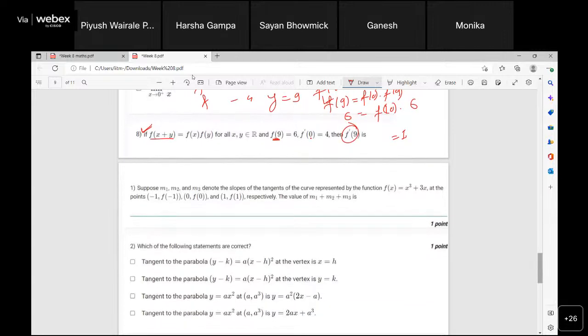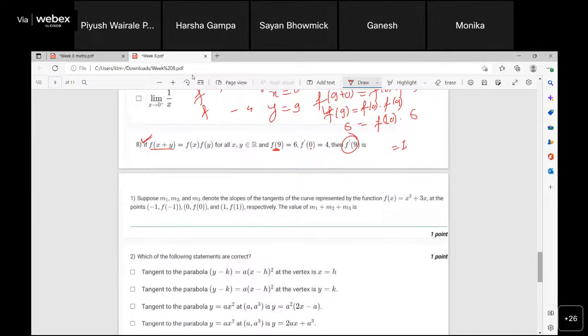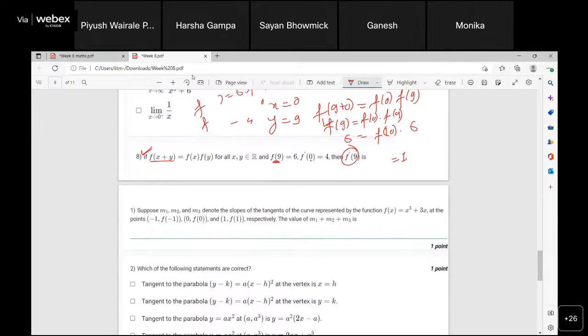Sir, I have a small question. f of 9 is 6, so f prime of 9 they are asking. So we are just taking the derivative and giving it 0. Why?